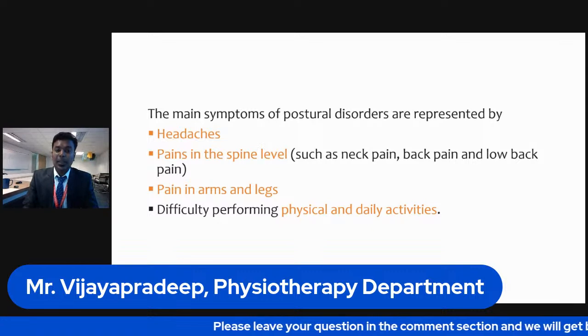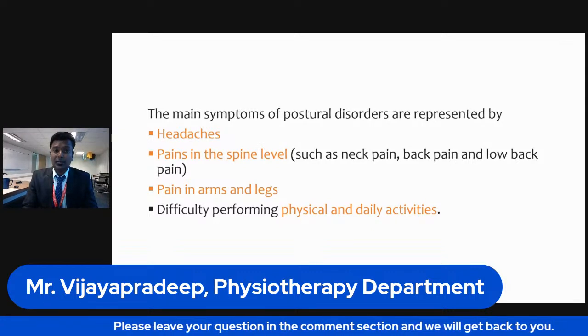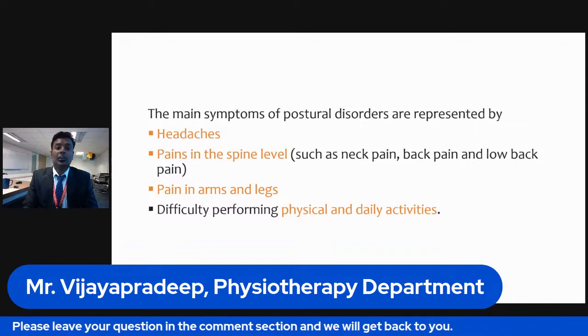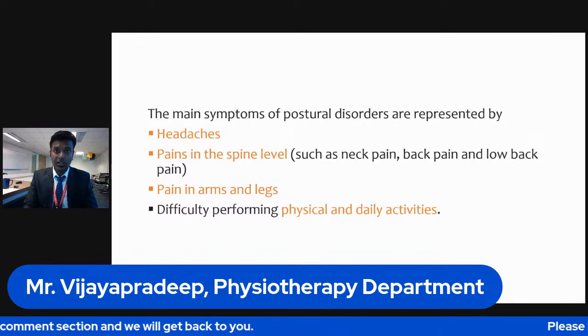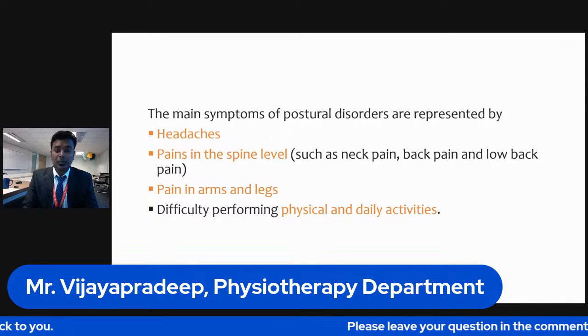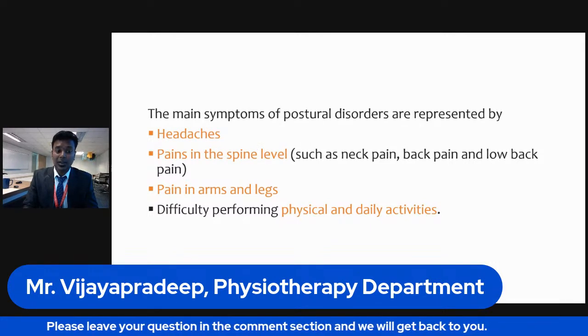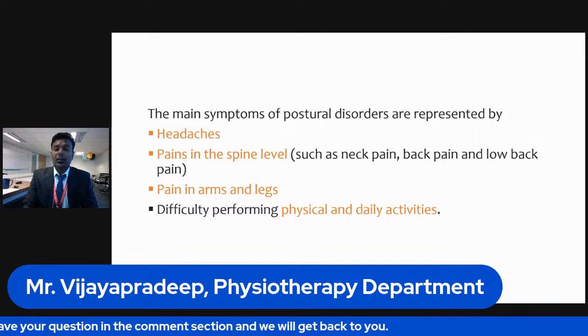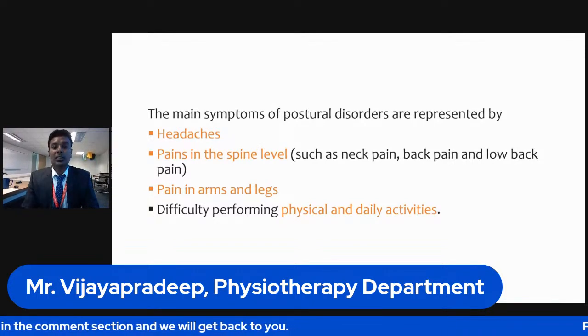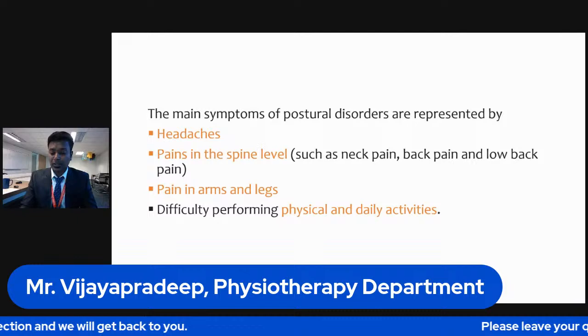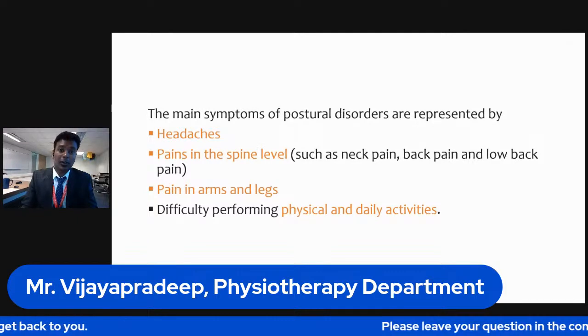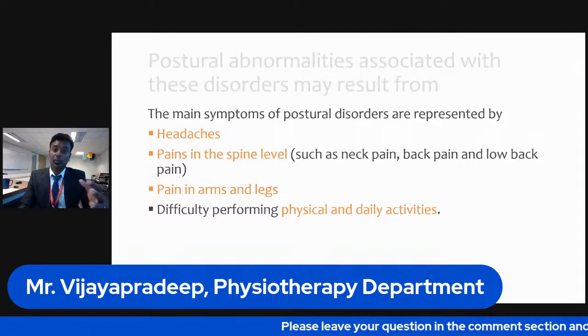So the headaches, pain at the spinal level, everything comes because of maintaining wrong posture. If the person is working in a seated posture, proper ergonomics have to be followed. If they are not sitting in the proper manner, then ergonomics may not be maintained, and that can result in problems to the anatomic structures. That creates pain in the arms and legs, and also this results in poor function and disabilities, or their daily activities may not be functional.